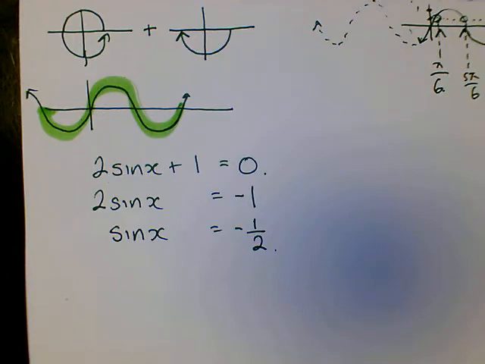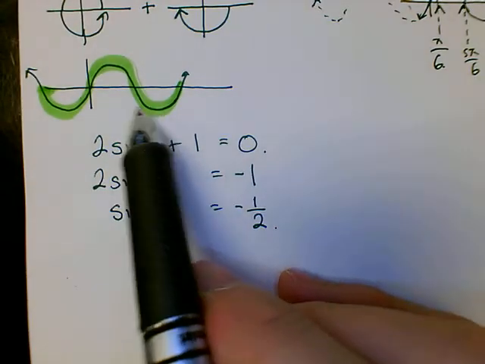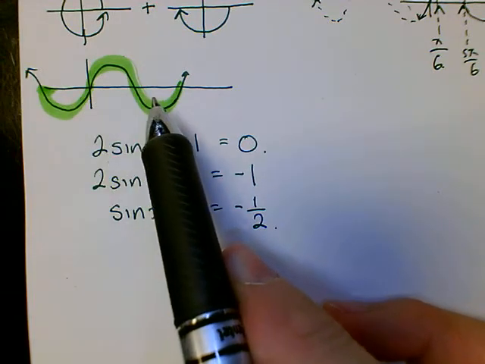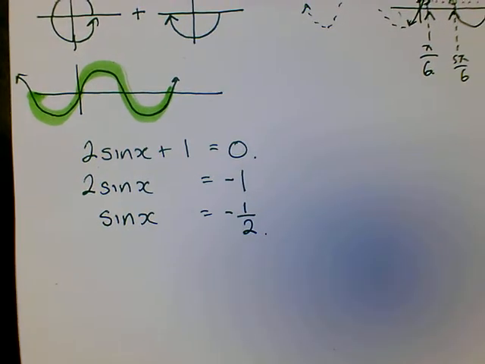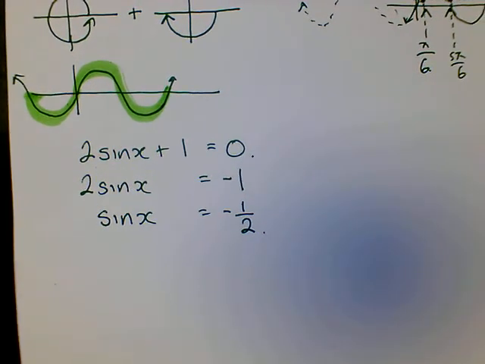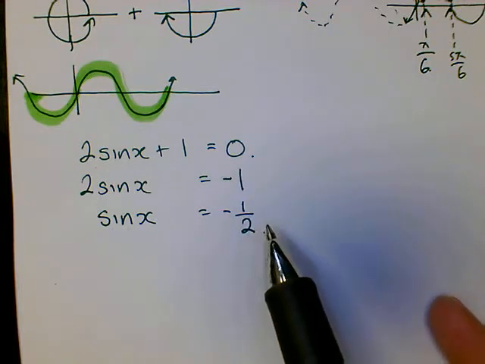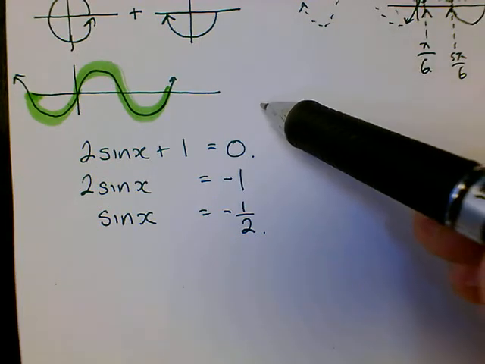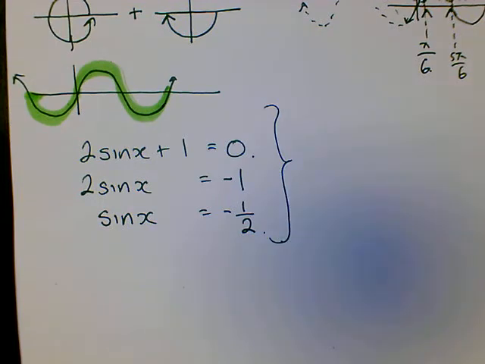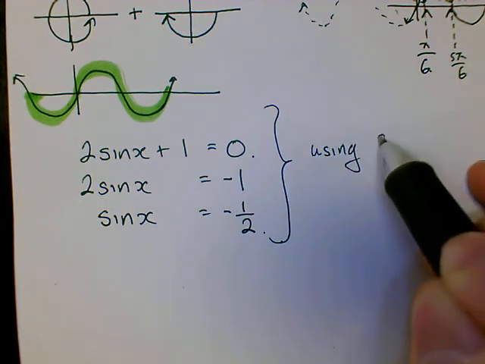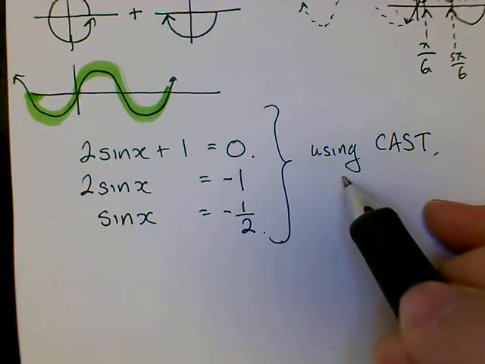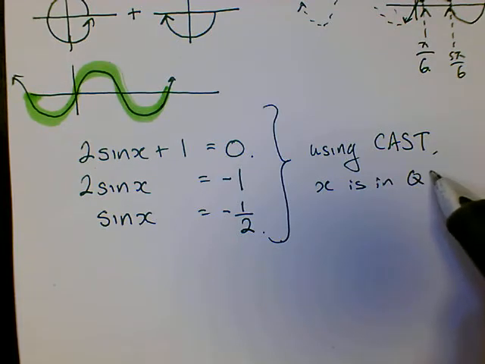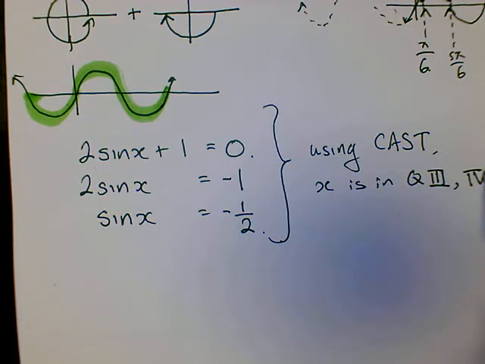Okay. So where do we go from here? Some of you might just jump to the graph and be like, okay, where does sine x equal a negative half, and maybe you can figure it out from there. Some of you might decide to use CAST rule, because sine x being a negative value means we are going to be in quadrant 3 or 4. So I'll just write, using CAST rule, x is in quadrant 3 or 4.